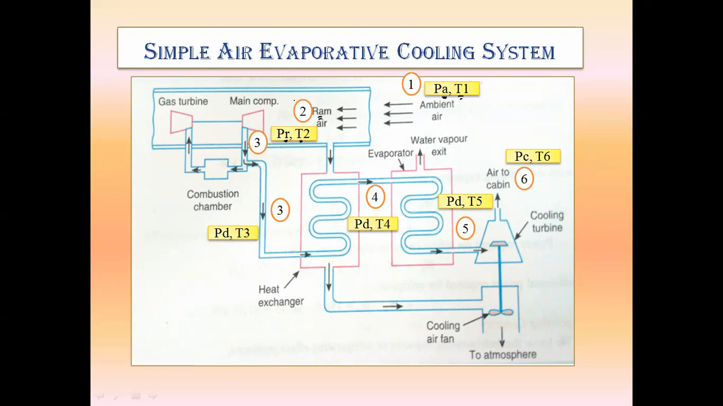Now that part of ram air will be compressed inside the main compressor, and whatever 2 to 3 process will be there, that will be the compression process inside the main compressor. So point number 3 will have the pressure as the delivery pressure and temperature as T3. Part of compressed air will be supplied to the combustion chamber, where air fuel mixture will be burned, and those exhaust gases or burned gases will be utilized to run the gas turbine, and the power obtained from that gas turbine will be utilized to run the main compressor.